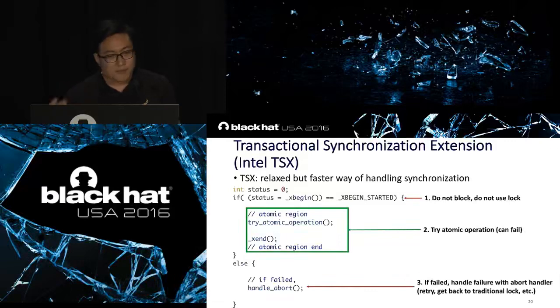If the atomic region is successfully committed, then the thread continues to run. But if it failed, it lets the programmer handle that in a different way. In that case, the programmer can get back to guaranteed execution with the traditional lock, or they can try TSX again after resolving the data races or something.